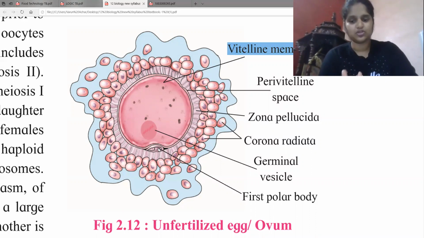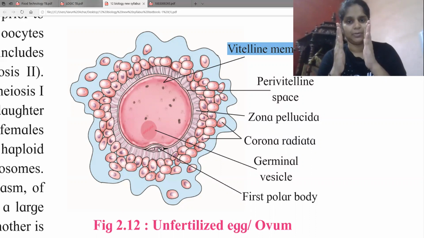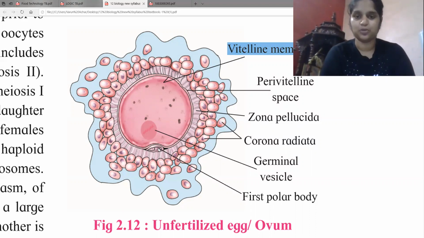So the zona pellucida is the outermost covering. The vitelline membrane is the innermost covering. In between these two coverings, you have a space called the perivitelline space, and in that space you are going to have fluid as well as the first polar body.